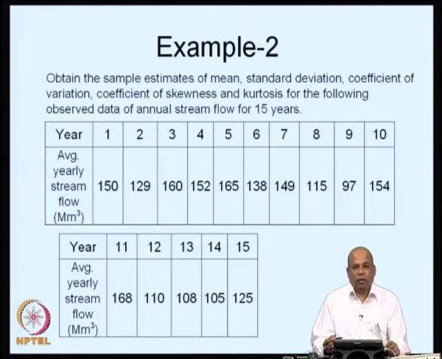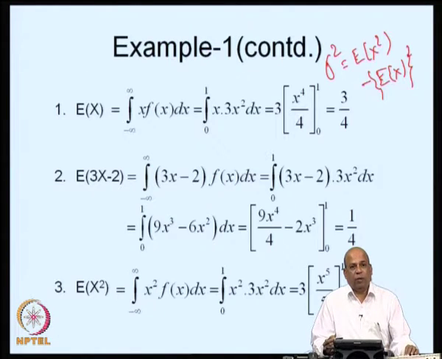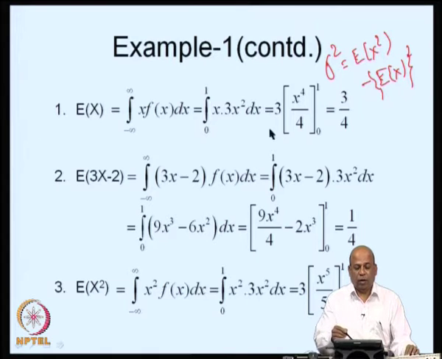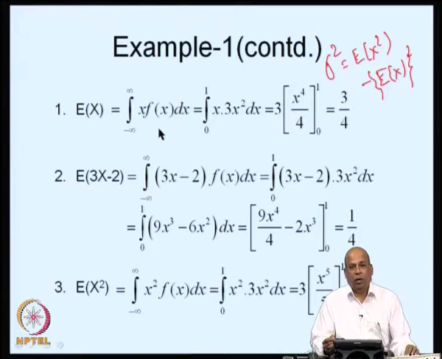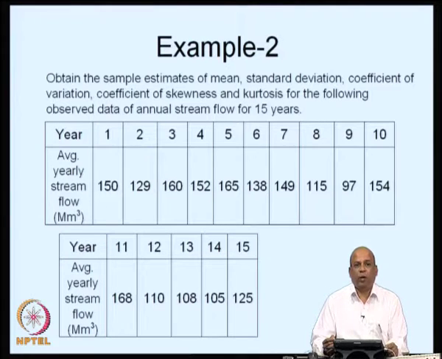We will take another example where we have a sample. The previous example consisted of population estimates. For example, this is the expected value based on the PDF defined for the population. Now, we will go to an example where we have a sample of values, for example, average yearly stream flow at a particular location. These have been measured for the last 15 years.